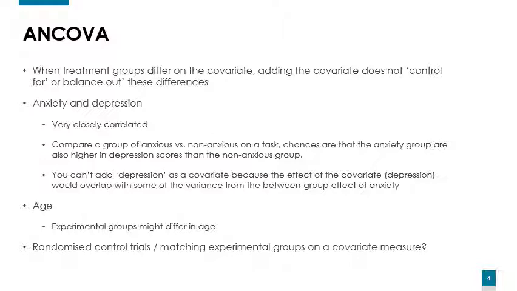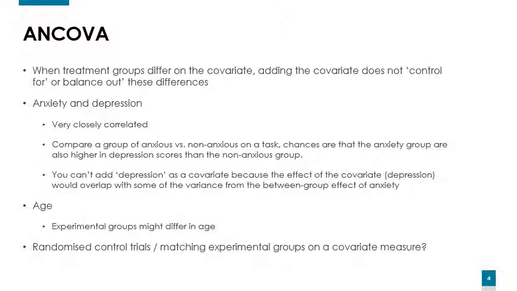So in this case, we couldn't simply add some sort of metric of depression as a covariate, because the effect of that covariate, i.e. depression, is going to overlap with some of the variability from your between group effect of anxiety. So we have to be really quite careful in what we consider as a covariate in relation to our experimental manipulation. Similarly, age is often flung in as a covariate, but it might not be appropriate to do so. For instance, your experimental groups might actually systematically differ in age.